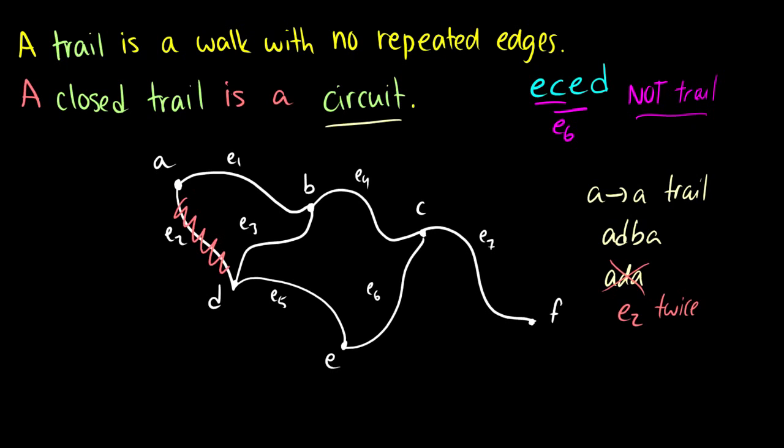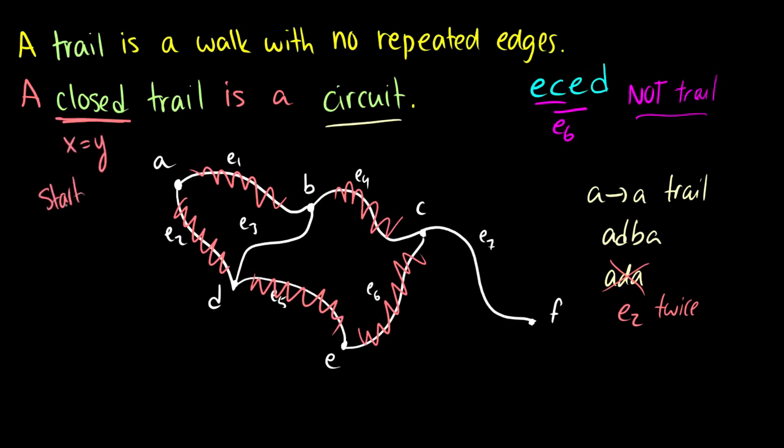So let's say we took E5. Well, we can't go back, so that means we have to take E6. So we should probably take E4. And we could take E3, but then we're stuck. So we have to take E1. So that is a circuit. It does not repeat any edges and starts and ends at the same place. Whenever I say closed, what I mean is that x is equal to y, so the start is equal to the end. That's all I'm saying.